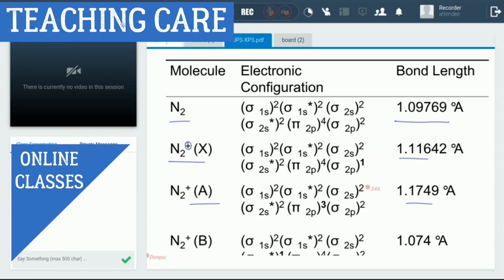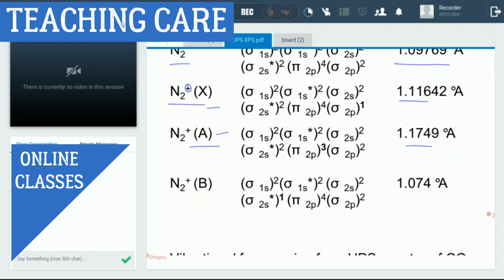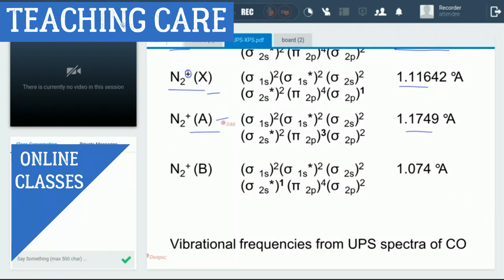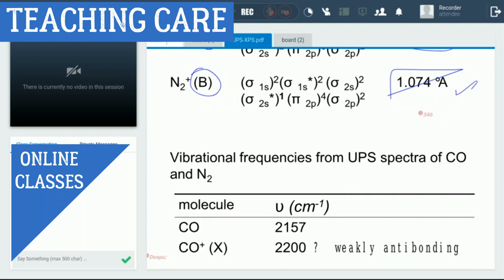Here, this is also bond length increases. Continuously, the electrons are going to escape. This is antibonding, this is bonding electron. Oh, sorry, this is antibonding, this is bonding. Antibonding, bond length increases. Bonding electron, bond length decreases. According to this, what will be drawn? The graph will be drawn. Okay, that is called vibrational frequencies. Vibrational frequency is going to be drawn on the graph.